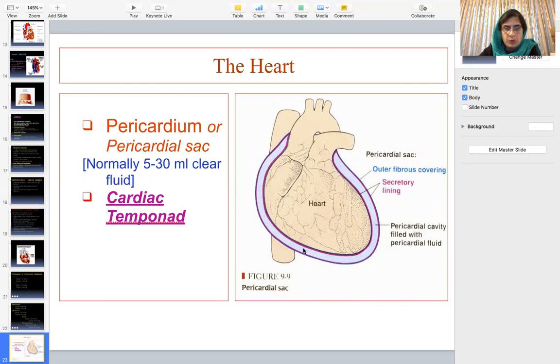In between the two layers, the visceral layer and the pericardial layer, is a space which is called the pericardial space, and it is filled with a clear fluid, about 5 to 30 ml.